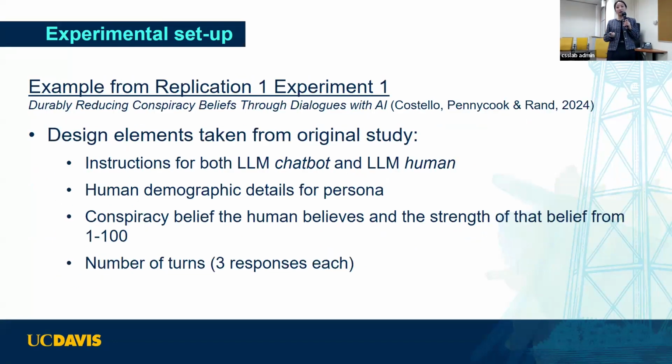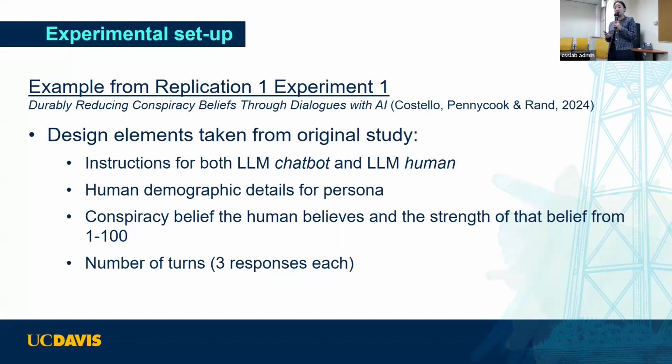Okay, so an example from replication one of experiment one. Here, we're basically trying to replicate the persuasive conversations conducted in the Costello and Rand 2024 paper in the Science article, Durably Reducing Conspiracy Beliefs Through Dialogues with AI, because they collected that dataset, right? So they had a huge human sample interacting with the large language models, and we wanted to utilize that as a benchmark and see if, by simulating the human LLMs in this case, we could get to the same level of results as reported in that original Science paper.